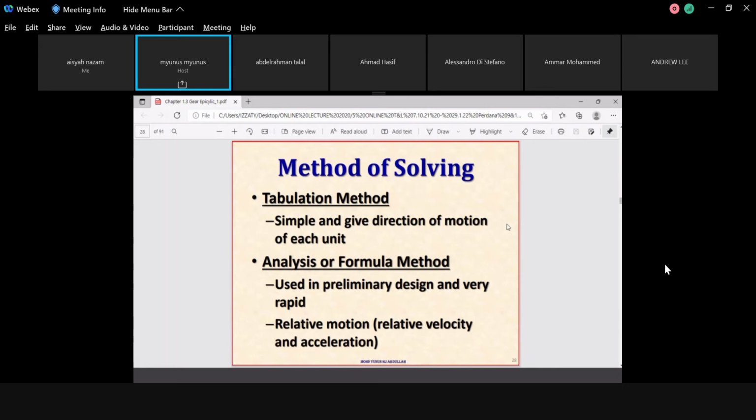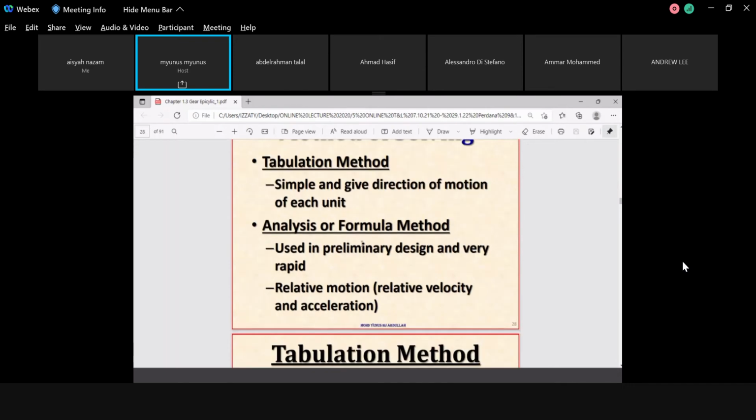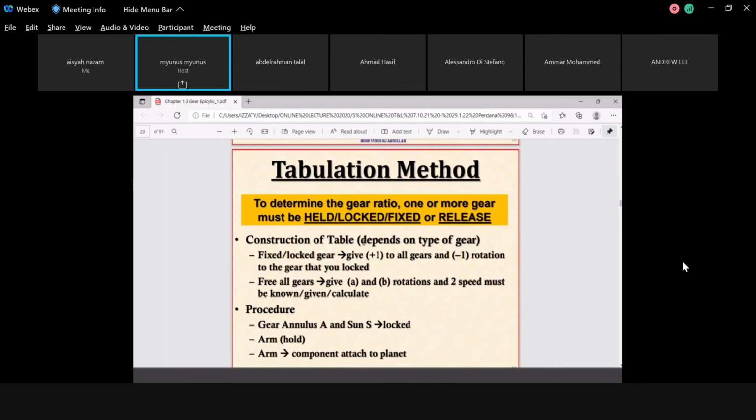The other one is to check whether the direction of rotation is correct or not. I'm not saying the analysis method is difficult. It is accurate, but a bit complex if you have so many gear trains. Let's start with the simple one, the tabulation method. Of course, we have to start with the simple, then go on to the a bit more complex.